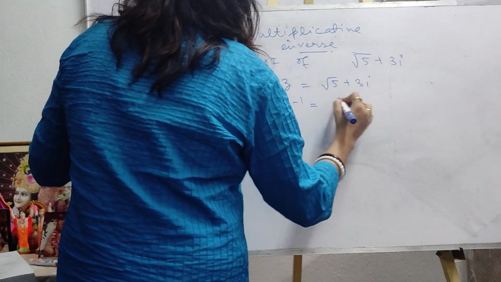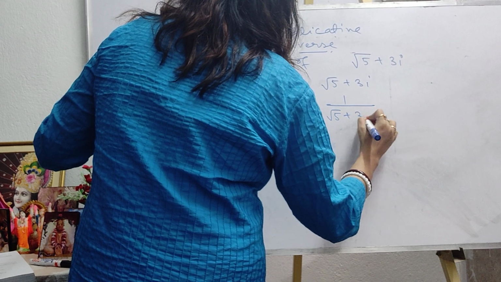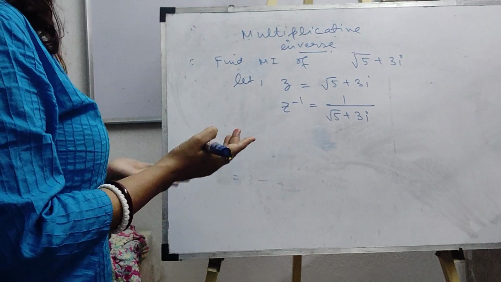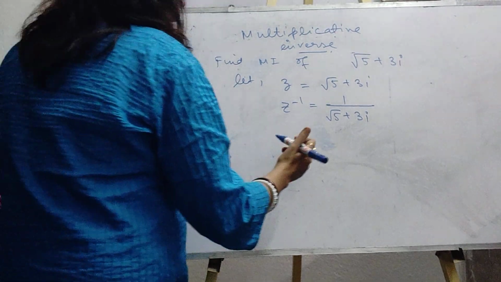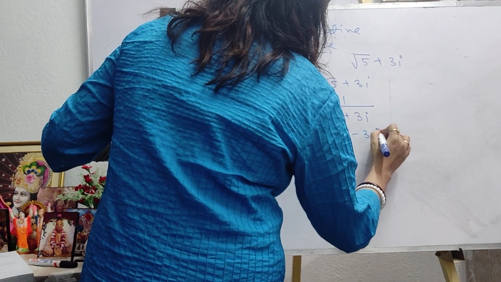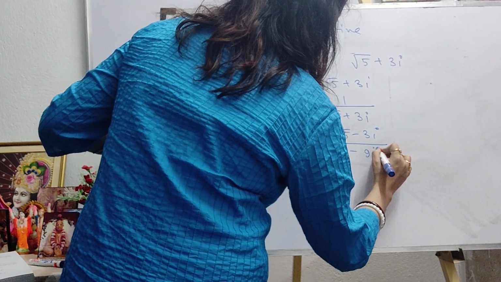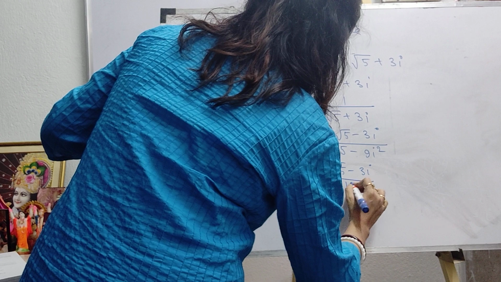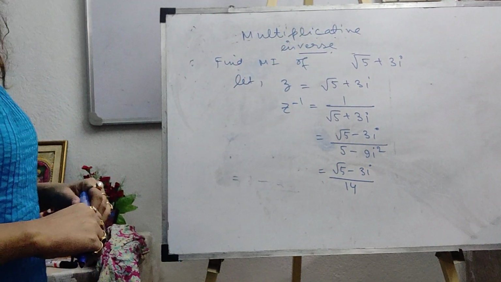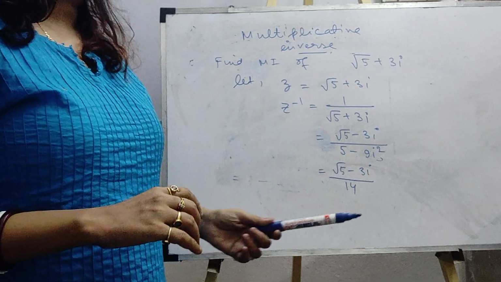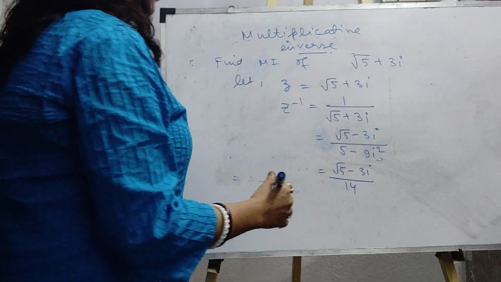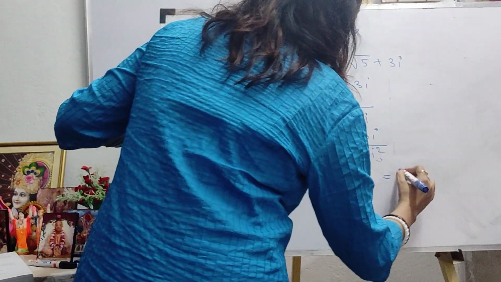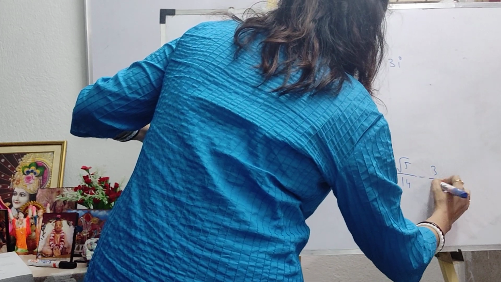z inverse equal to what? Right? What I have to do? I have to multiply with the conjugate. So what I have to do? Root 5 minus 3i. Here 5 minus 9i square. So root 5 minus 3i by 14. Why 14? i square equal to minus 1. So 5 plus 9 equal to 14. Okay. So the multiplicative inverse of z is this, or root 5 by 14 minus 3 by 14i.